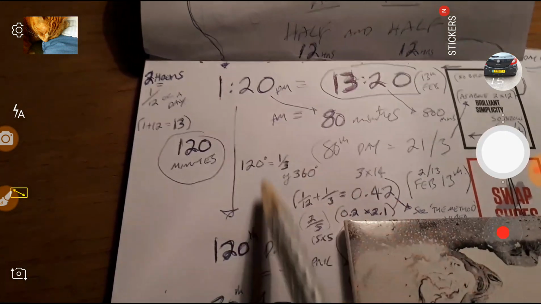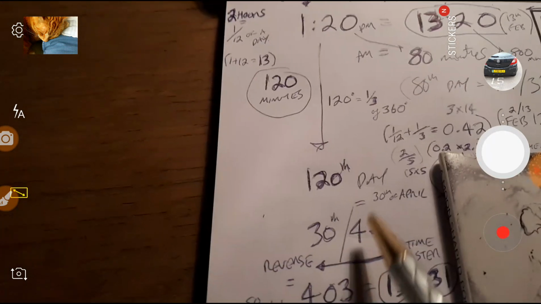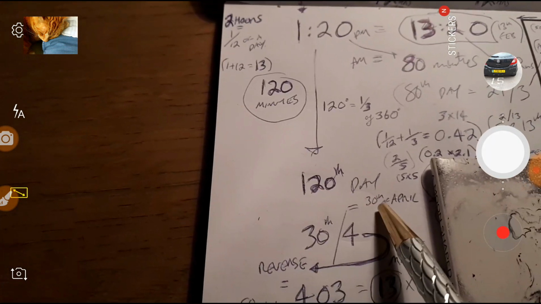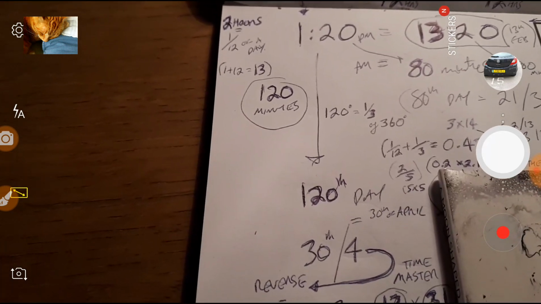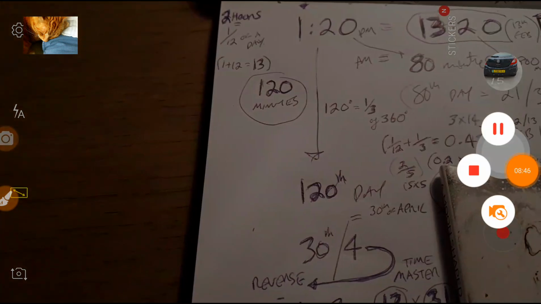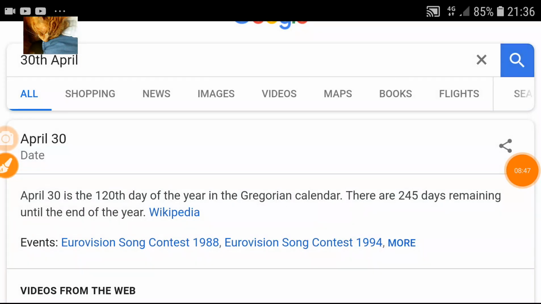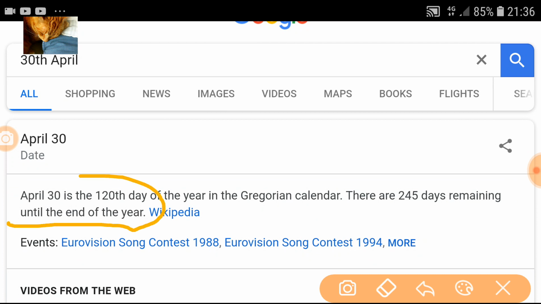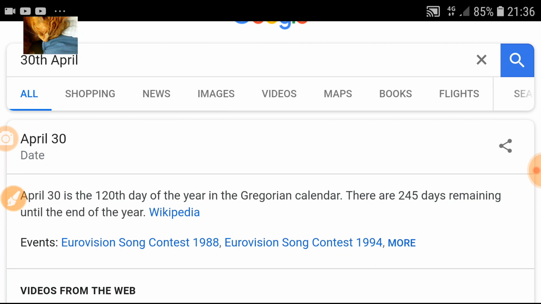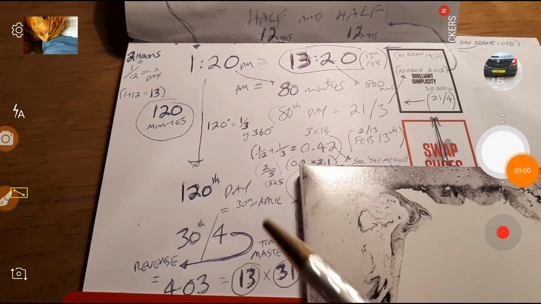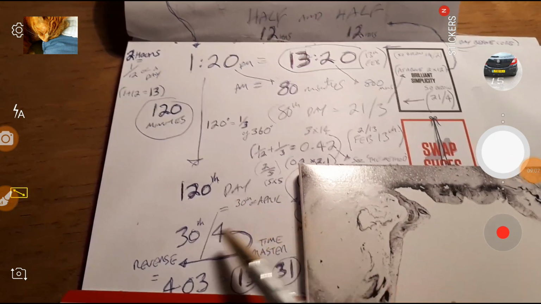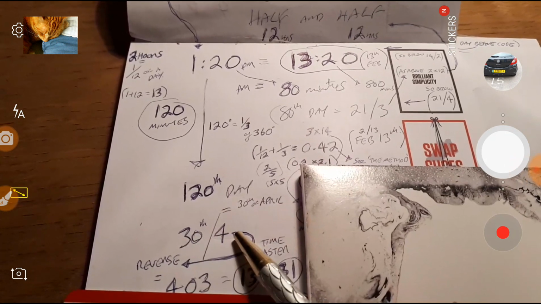Moving on then with 120 down this side. The 120th day of the year is the 30th of April. Okay, maybe I just need to show that one second. Sorry about the motorbike noise. Okay, so that's April 30th, 120th day of the year. 120th day of the year, 30th of April, 3:04.